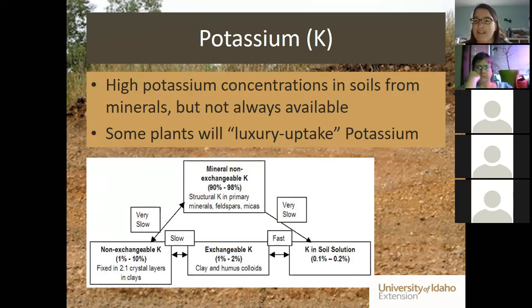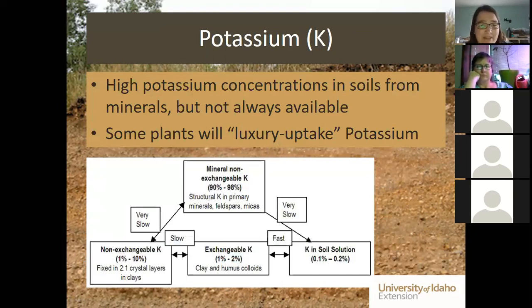I guess good for us unless you're not supposed to be having high potassium greens. I think it does play with some blood clot medication that you have to watch how much potassium you're getting. Spinach tends to be really high in potassium, which makes me think that it's probably a luxury uptaker as well.